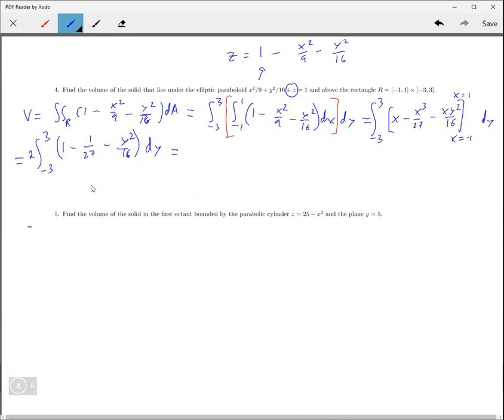Okay, just for shortcuts, the 1 minus 1 over 27 is actually 26 over 27. So when you integrate that, you're going to get 26 over 27 y, and then minus y cubed over 3 times 16, from -3 to 3. Okay.